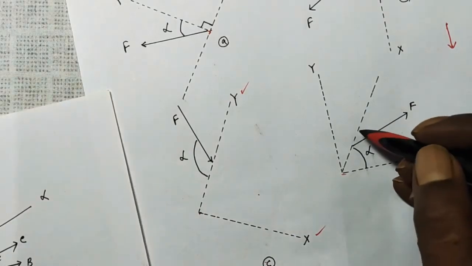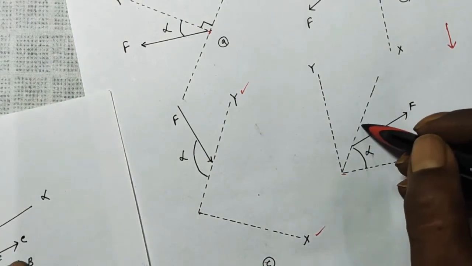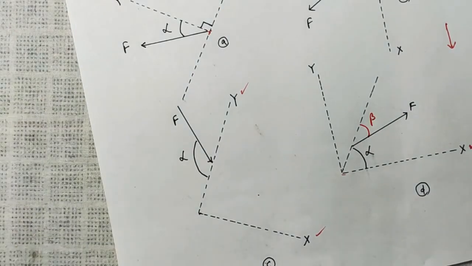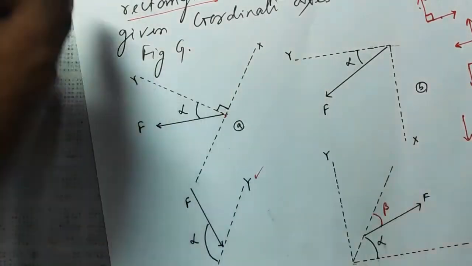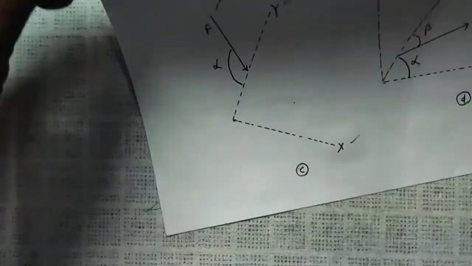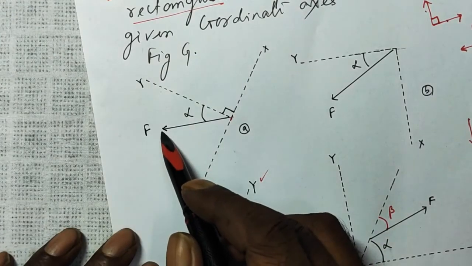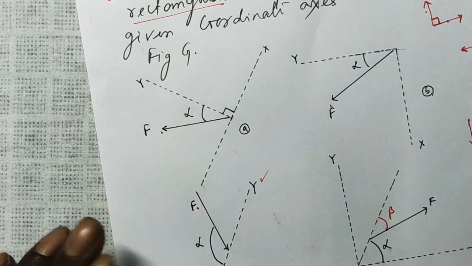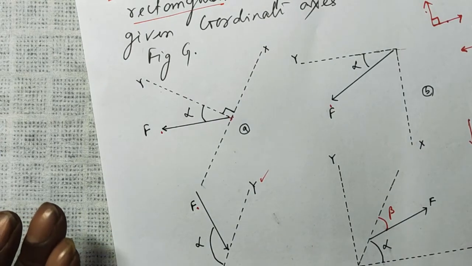Then this angle is beta. It is given. This is your force. This angle is beta. This is given in the question. And in all the four cases, case A, case B, case C and case D, we have to resolve this force here, this force here, and this force here into rectangular components, meaning components along the x-axis and y-axis.